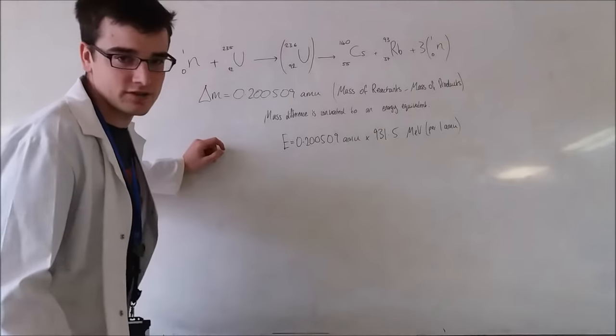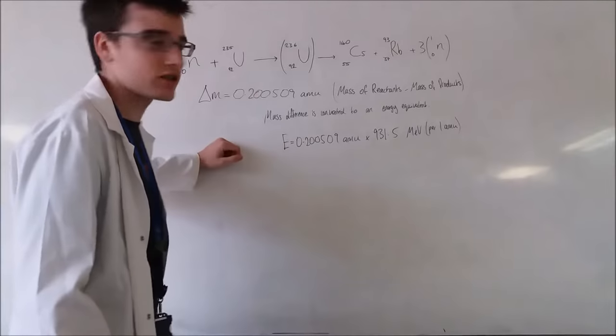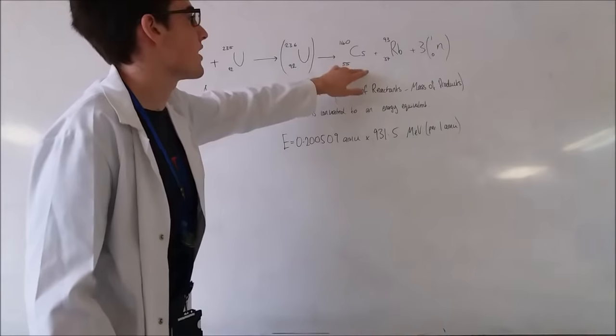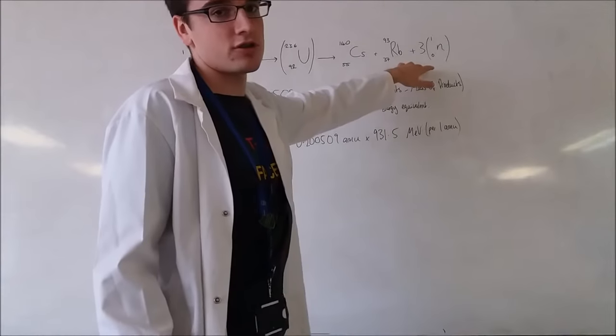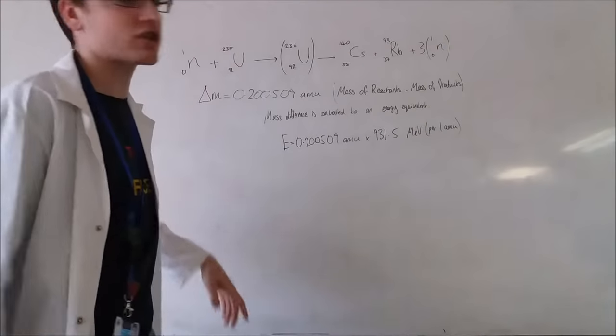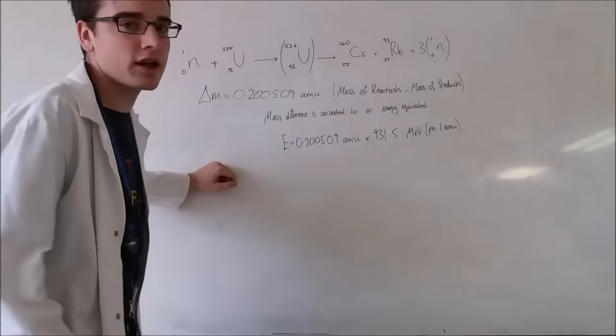So, this is our typical fission reaction. Here, a uranium-235 nucleus is hit by a neutron. An extra neutron is added, and it converts into a cesium and rubidium plus three more neutrons. These three more neutrons are then put into a chain reaction and strike more uranium nuclei.